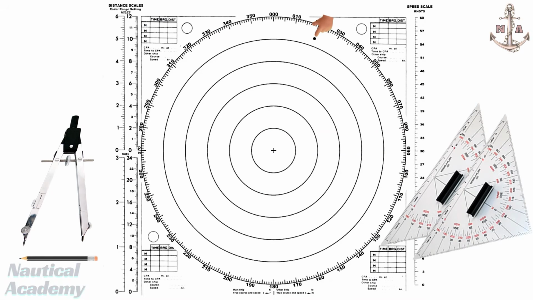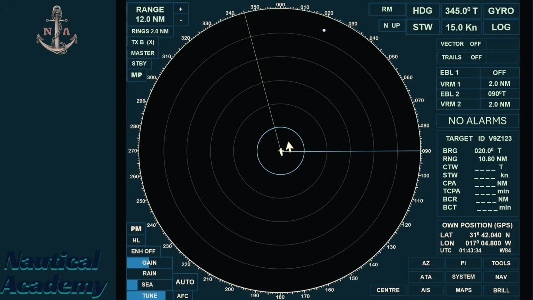In today's video, let's consider a scenario involving a single target whose bearing remains constant. Assume that own ship's course is 345 degrees true and the speed through water is 15 knots. We observed a radar echo 3 points on our starboard bow.